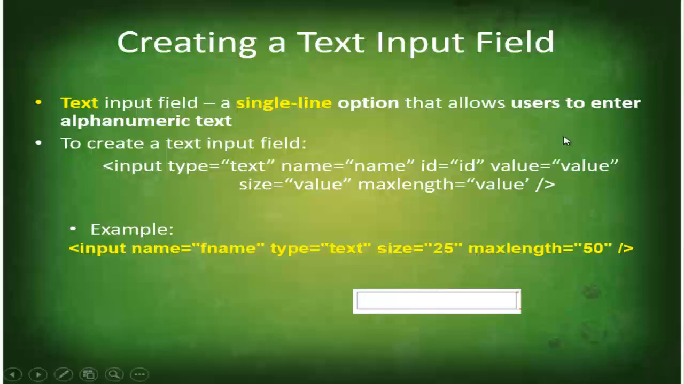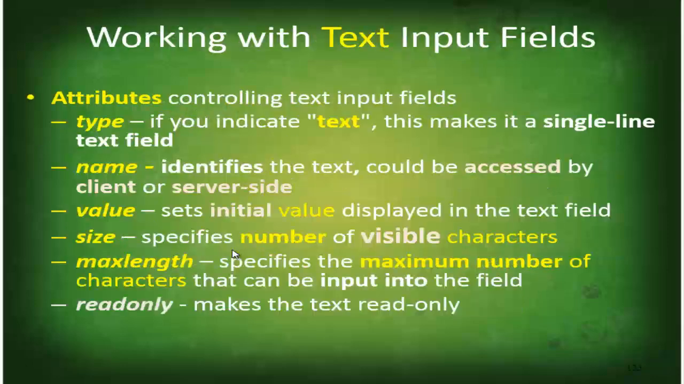So this indicates how many characters will be visible. This indicates the maximum number of characters that it will accept after scrolling. So you can say the width is 5 characters, but you can set the maximum length as 50. That means at a time it will show only 5 characters, but at maximum it's going to take 50 characters.